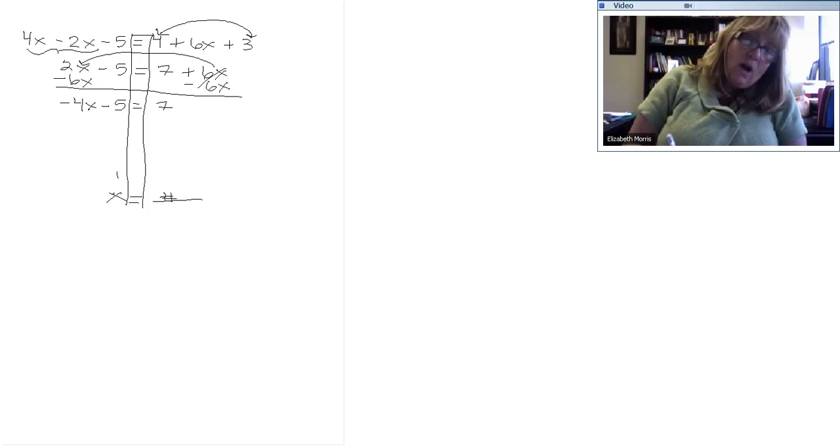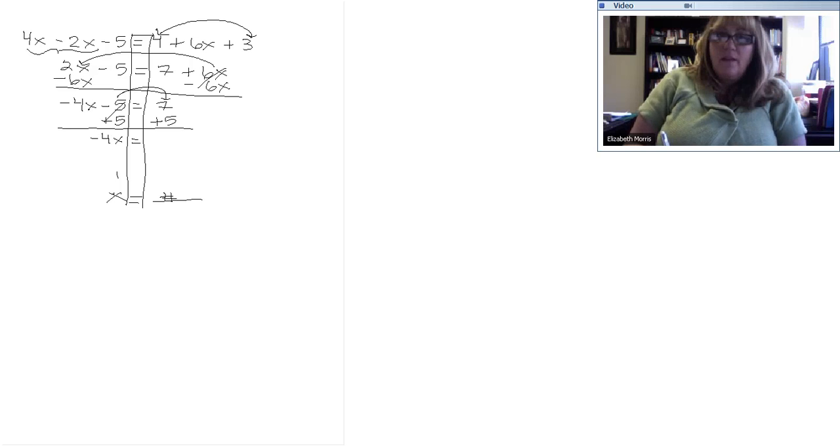Now I need to get my numbers together, and this negative 5 needs to come over there. So how do I make it disappear on this side? Well, if it's negative 5 and I add a positive 5, I get to 0. But whatever I do to one side, I have to do to the other, which leaves me negative 4x on this side because that's gone, and that leaves me 12.